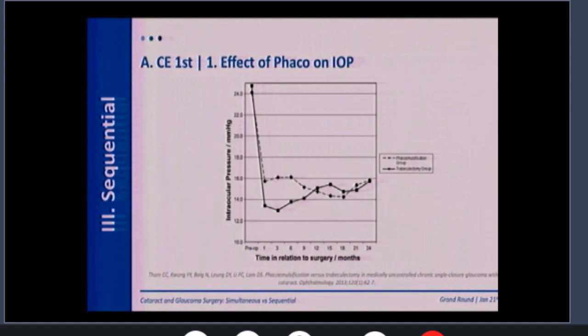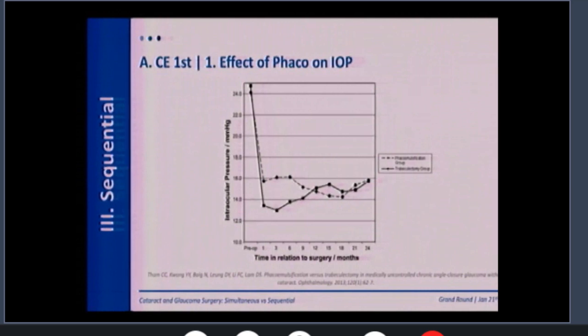And people have taken the IOP lowering effect of phaco to an extent of comparing it against trabeculectomy. This is a paper in Ophthalmology published by a group in Hong Kong, where angle closure has a very high prevalence. They had patients with uncontrolled angle closure glaucoma with clear lenses, and they randomized them into two groups. The first group underwent phaco, and the other group underwent trabeculectomy, and they found that the IOP level is comparable between the two groups at 24 months of follow-up.